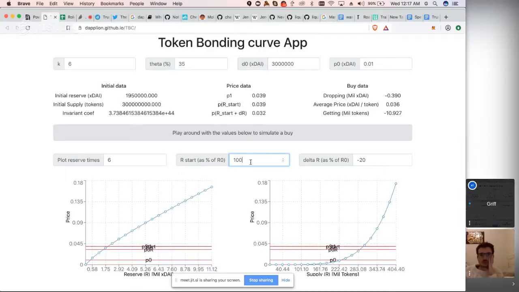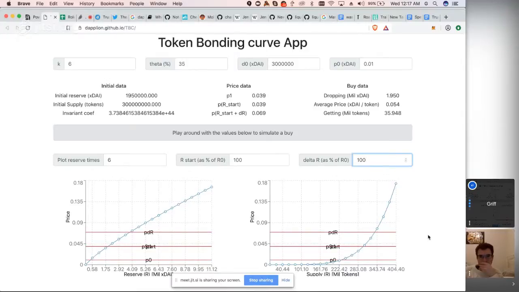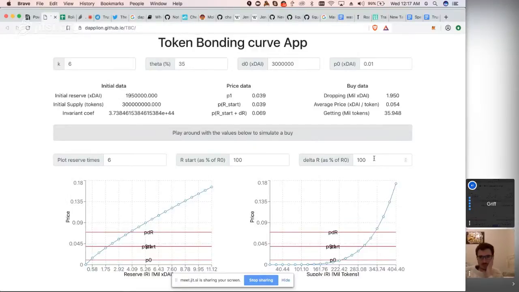I've been working on it. Okay, so, let's say we're buying in 10% increments, or even 100%, just so we can see it clearly. So the first investor is putting in the equivalent of the whole initial reserve, which is unrealistic, but it's just easier to visualize on here. So he puts in 100% of the reserve, which is what is it again? 2 million, yeah, 1.95 million, almost 2 million DAI.